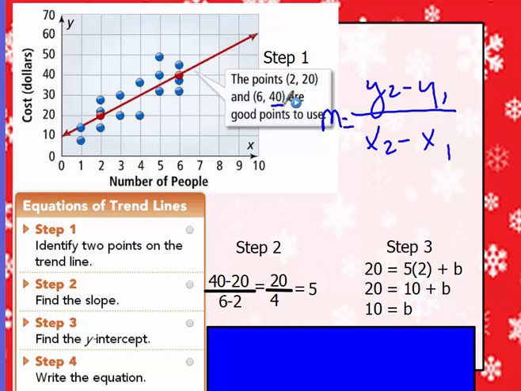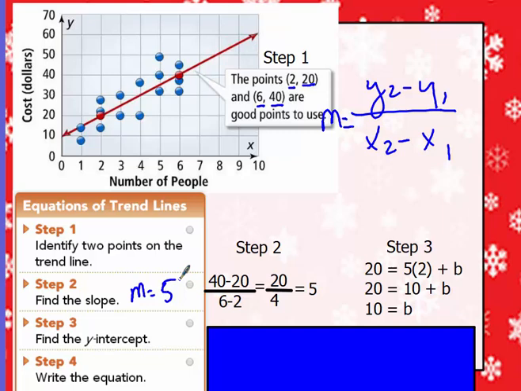So I have this 40 as my y2 and my 20 as my y1, and then I took my 6 as my x2 and my 2 as my x1. I subtracted each of those. I get 20 over 4. I divide that and I get 5. So that tells me my slope, my m, is equal to 5.